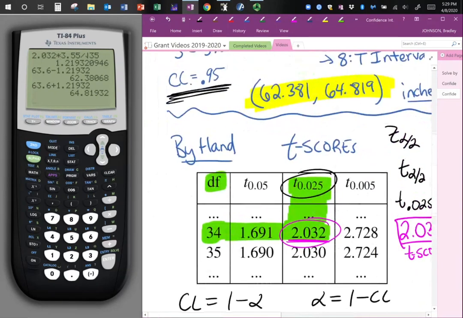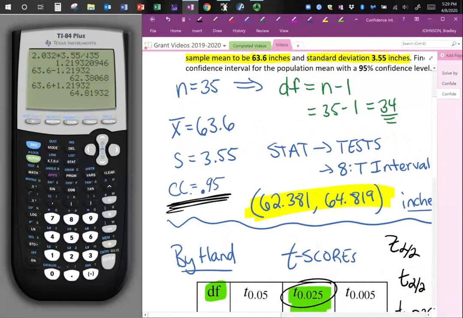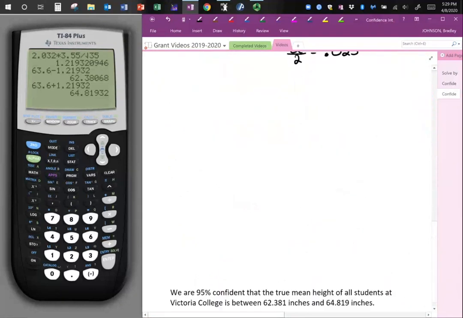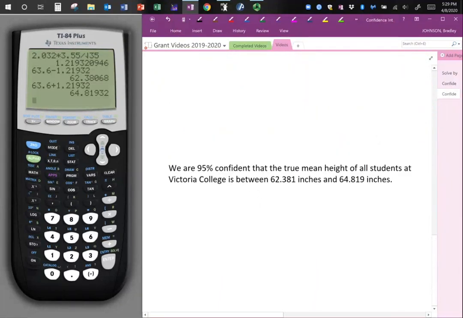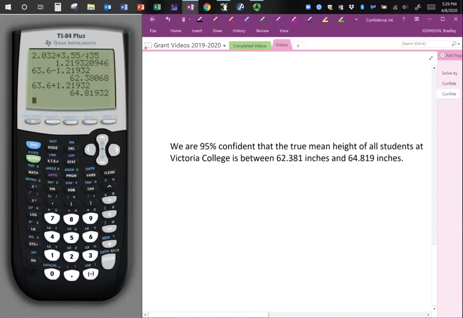What we do after we've created all of our confidence intervals, we want to make what's called a confidence statement. And this is my confidence statement. We say a statement about the true mean, about the population. You always want to make a statement about the population. So we are 95% confident that the true mean height of all students, right? I'm saying all students because that relates to the population at Victoria College is between 62.381 and 64.819 inches.